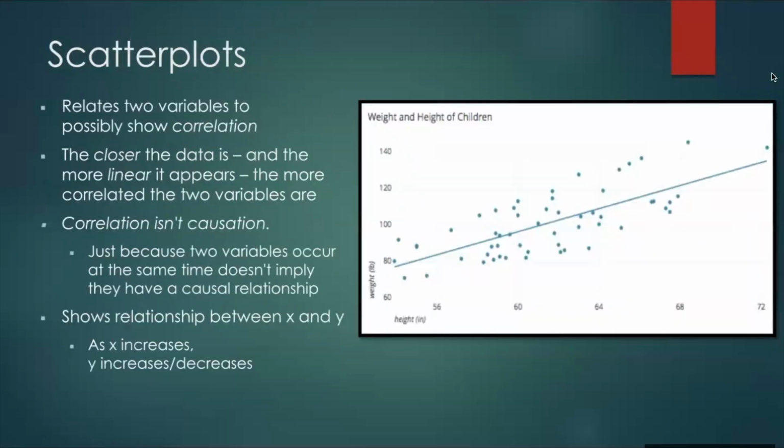Next is scatter plots. You'll notice that this is very similar to the first graph that we went over, which was also a scatter plot. So we'll go over those more in depth now. Scatter plots relate 2 variables to possibly show a correlation between them. The closer the data is and the more linear it appears, the more correlated the 2 variables are. However, correlation does not imply causation. Just because 2 variables occur at the same time doesn't imply they have a causal relationship.